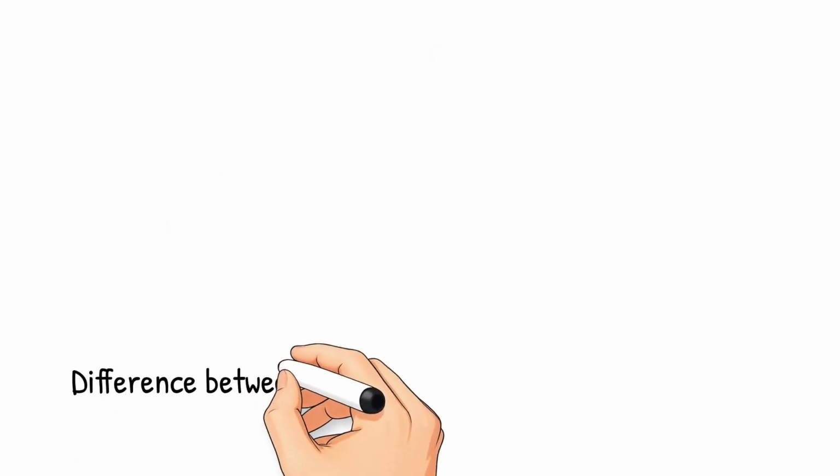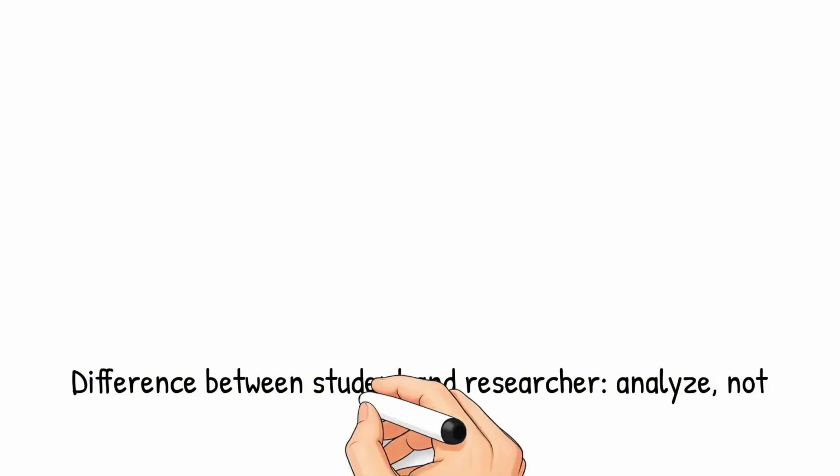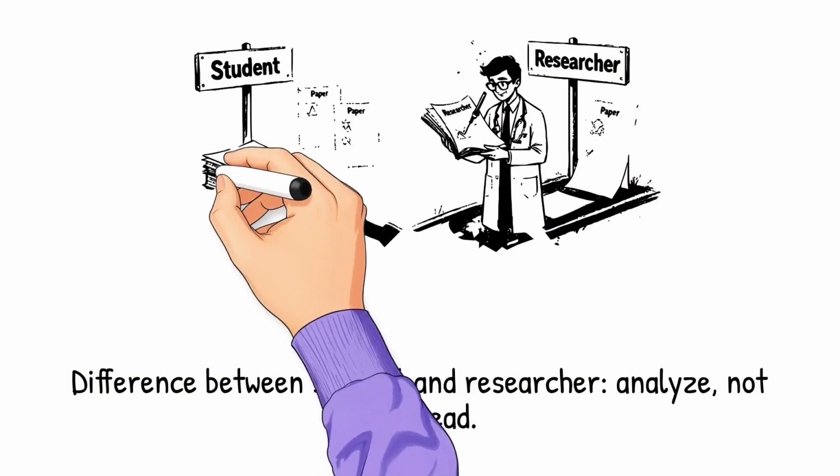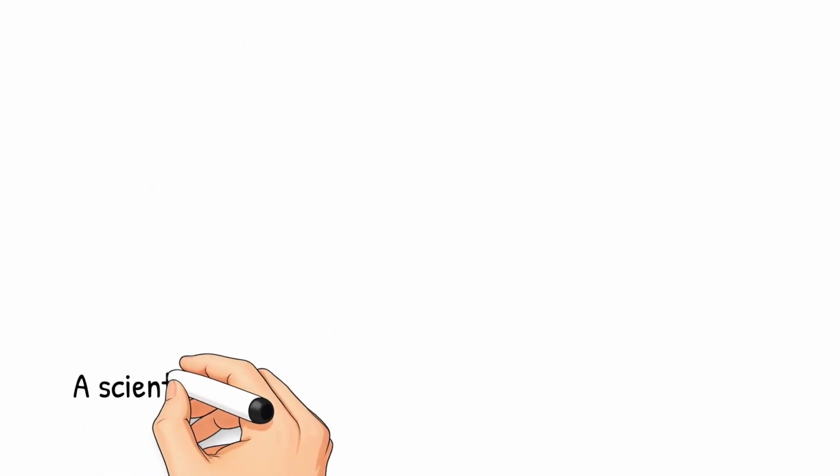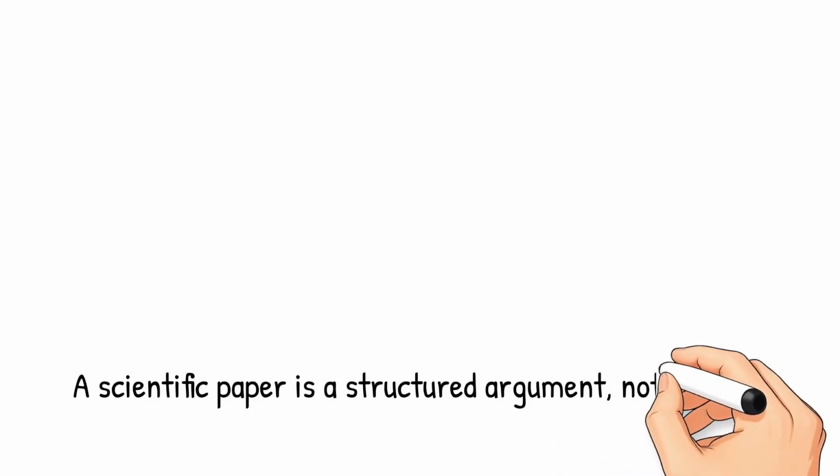A scientific paper is not a textbook. It's not a story. It's a structured argument. Every single section has one job, and when you know what that job is, the whole paper opens up. You stop reading and start analyzing. That's the difference between a student and a researcher.